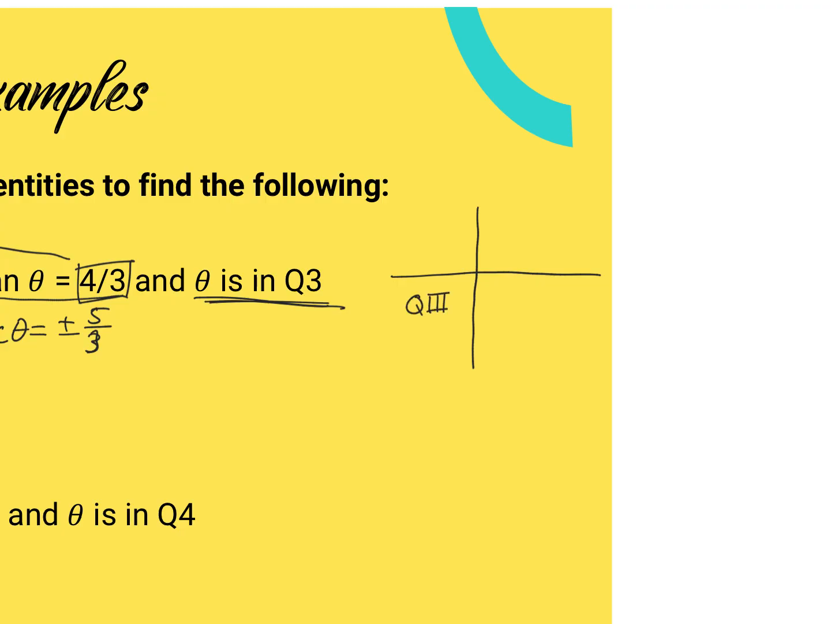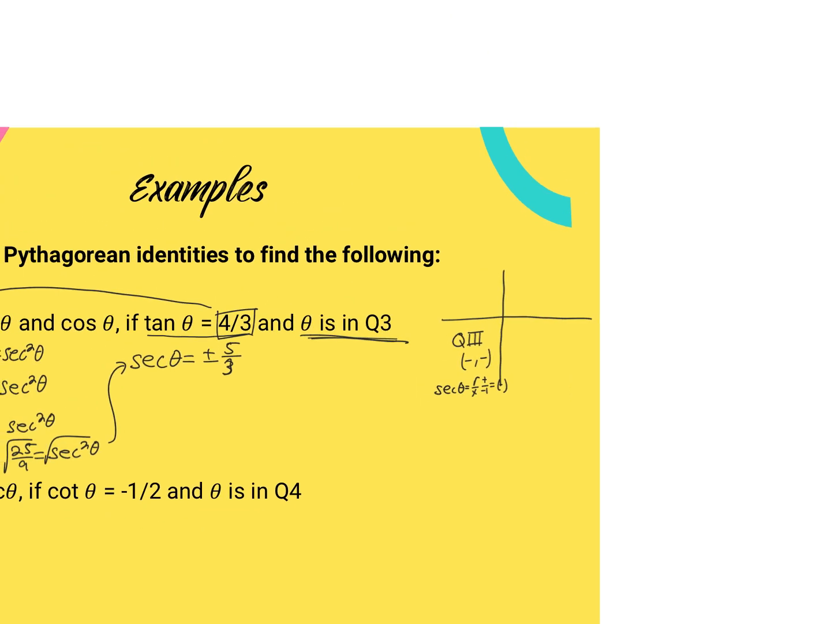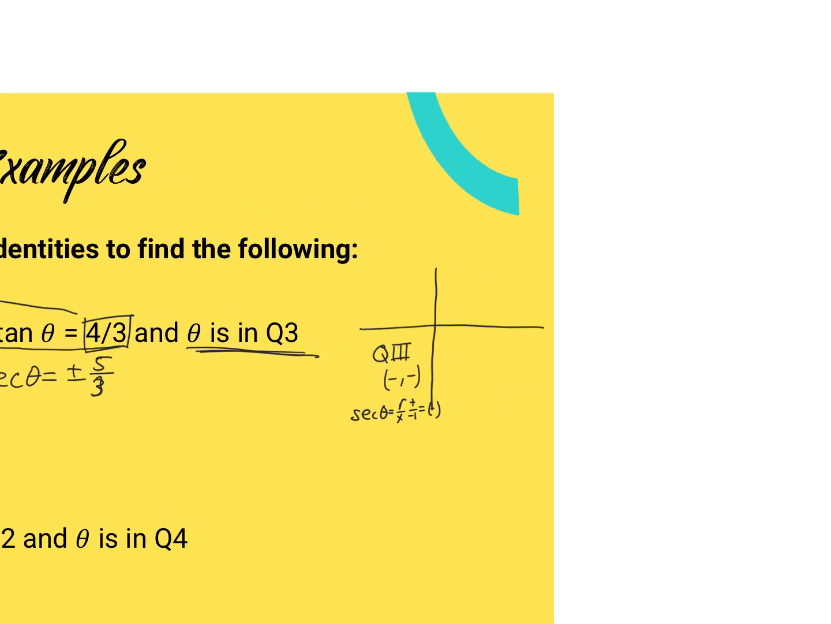Now think about the signs of x and y in the third quadrant. X is negative and y is also negative. Secant, if we remember, is r over x. If r is always positive and x is negative, that means that secant is going to be negative. Now, you don't really want to think about it this particular way every single time you come across a problem like this.